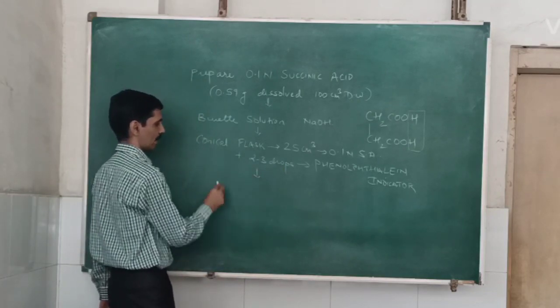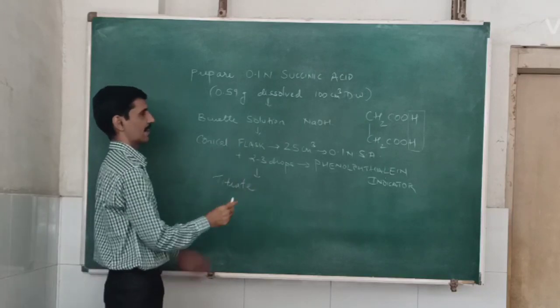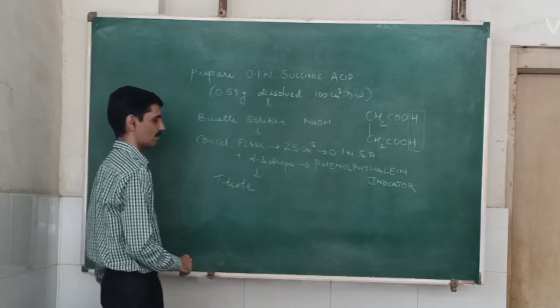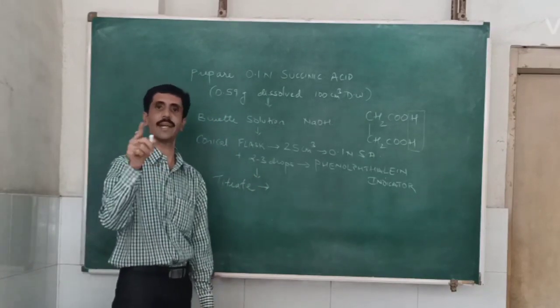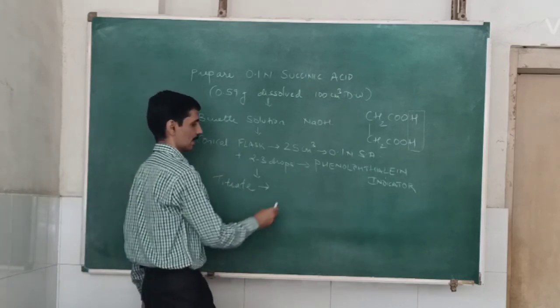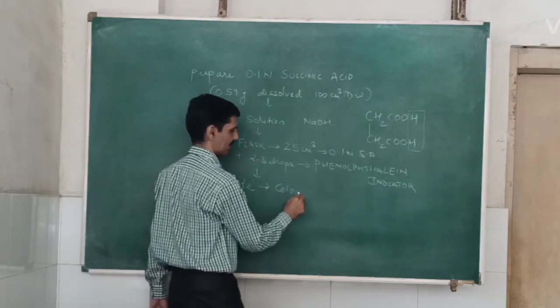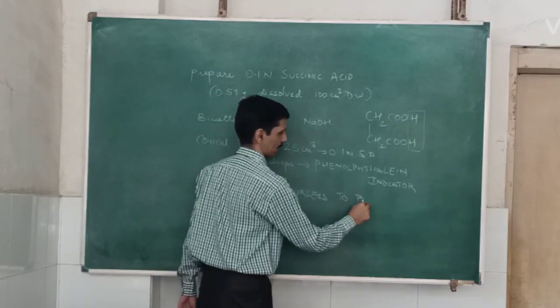Now the next step is to titrate, obviously against the burette solution, NaOH. Phenolphthalein indicator in a basic medium shows a pink coloration. Therefore, the color change will be colorless to pink.